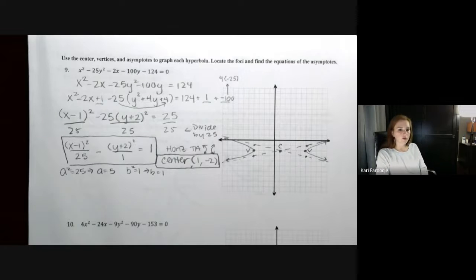All right, and we're not done. We still have to locate the foci and find the equations for the asymptotes. Before I do that, does anyone have a question on the graph?